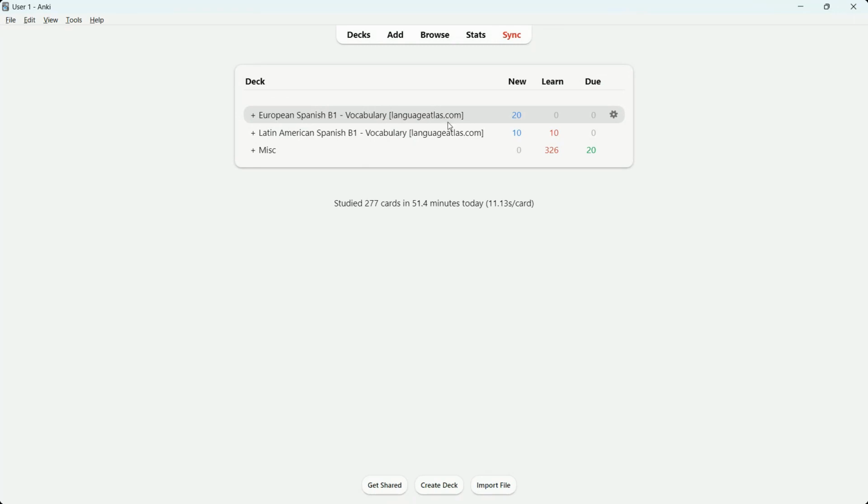In terms of structure, they're the same, but in terms of content, so the sentences used, the words used, audio, pronunciation, IPA, that is what is different.